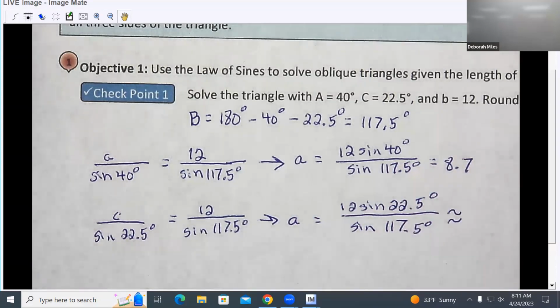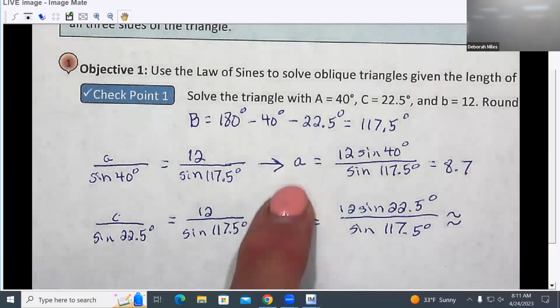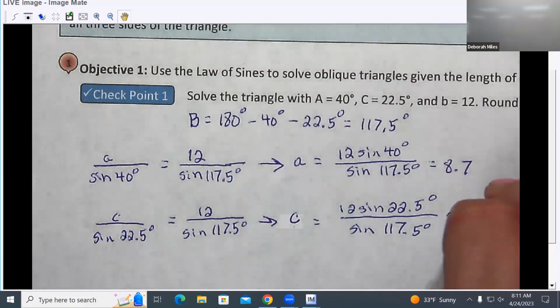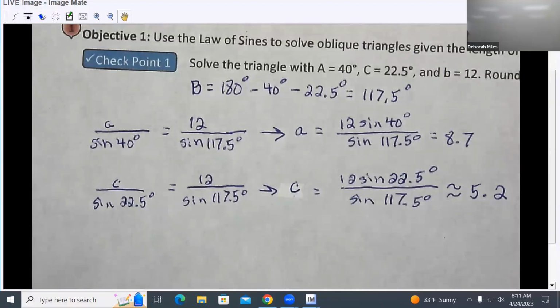I'm sorry, what? Oh, that is a C. Yep. I copied down what was directly above it. C would be about, to the nearest 10th, I got 5.2. All right, pretty easy. So far, so good.